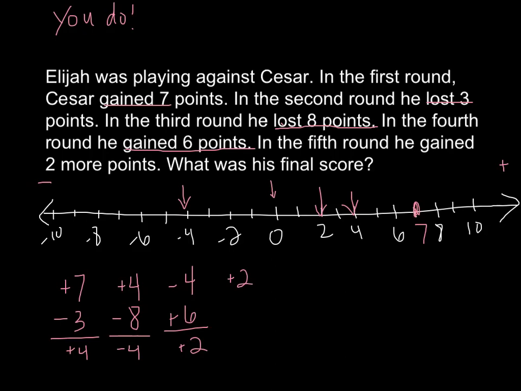And for the final round, the fifth round, he gained positive 2 more points. Well, you know what 2 plus 2 is. We don't need a number line to do that, but we'll do it anyway. So we're here at 2, and we go positive 2, 1, 2, and that lands us on positive 4. So his final score was a positive 4.